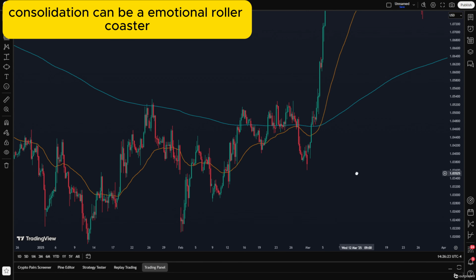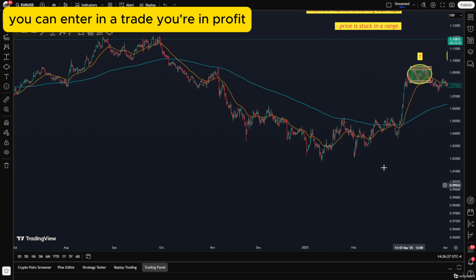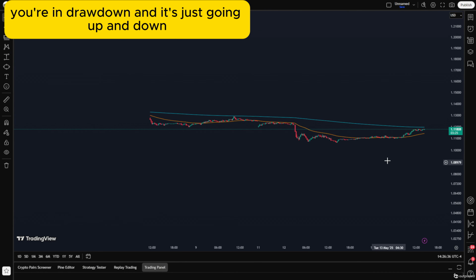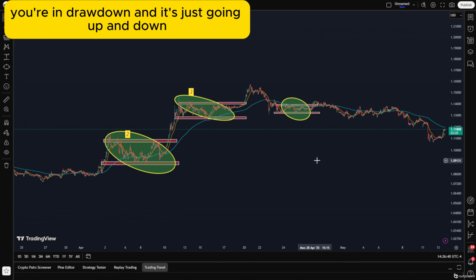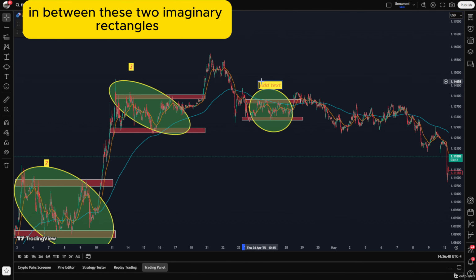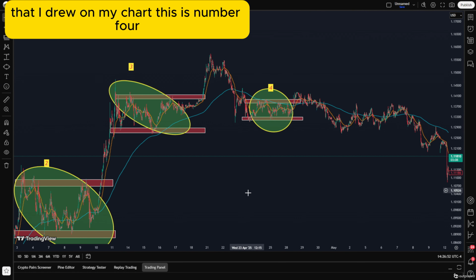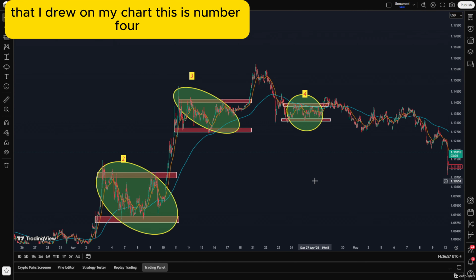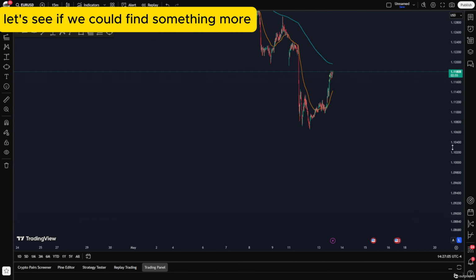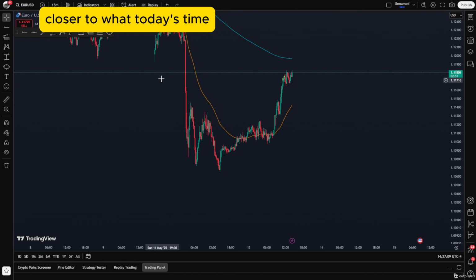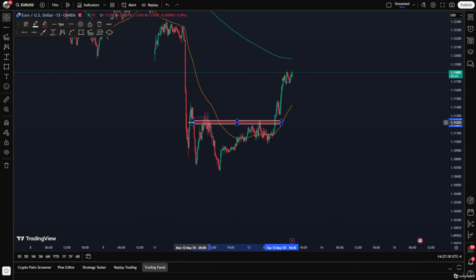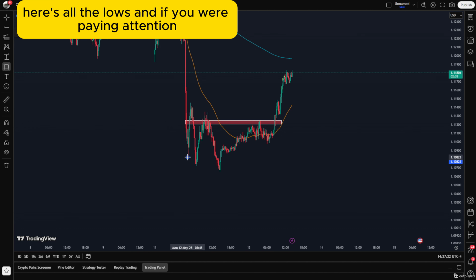Consolidation can be an emotional roller coaster. You can enter in a trade, you're in profit, you're in drawdown, and it's just going up and down in between these two imaginary rectangles that I drew on my chart. This is number four. Let's see if we could find something closer to today's time. So here's all the highs, here's all the lows.